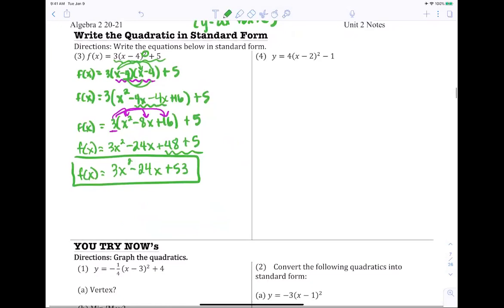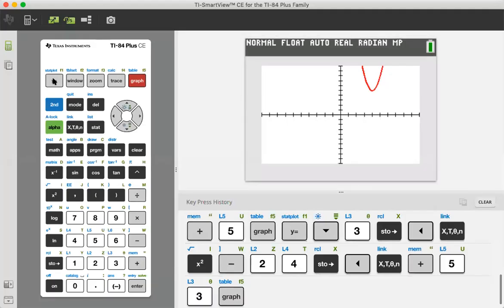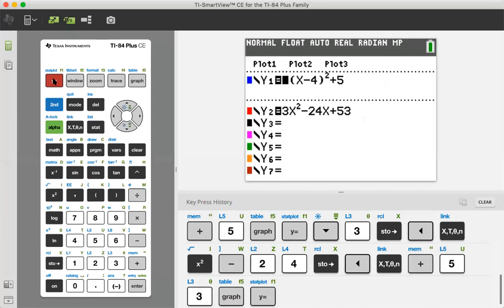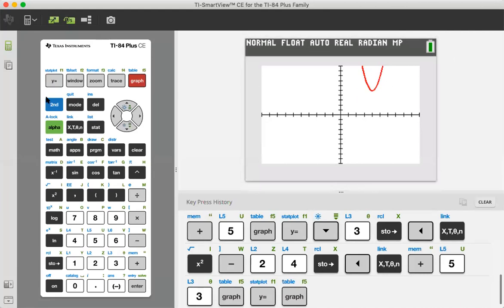So I want you guys to now take a minute. Oh, I didn't show you guys on the video. I'm so sorry. But if you graph them both in your y equals, you'll notice that they actually should graph on top of each other. They should produce basically the same exact graph.